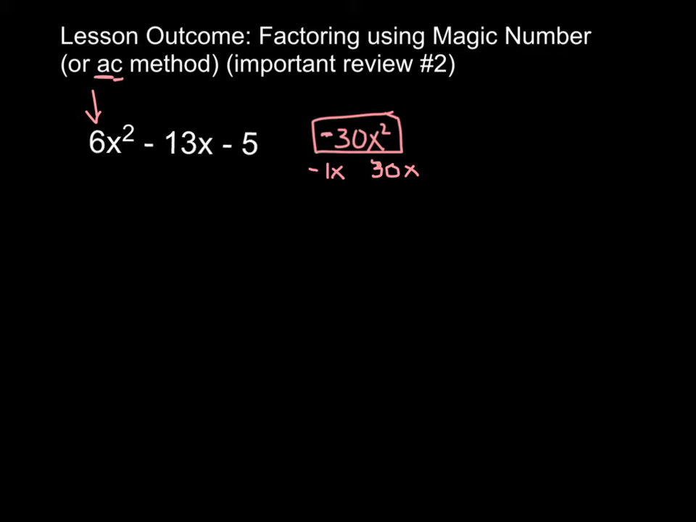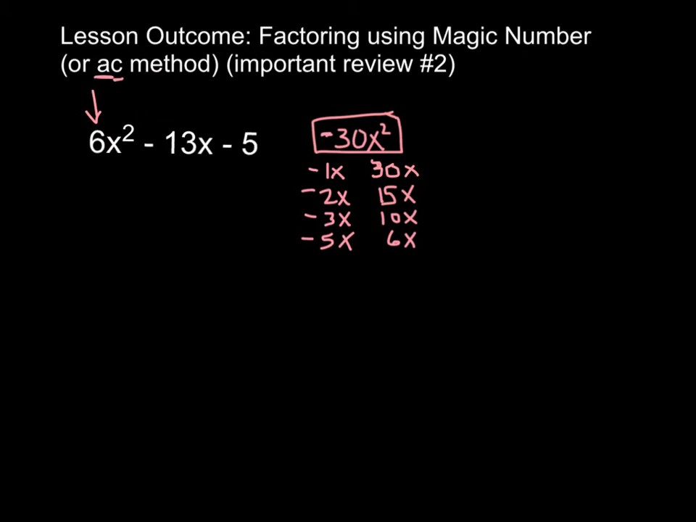Now we'll go through and list all of our factors. So we have 2 times 15, but one of them has to be negative, and we'll include the x. 3 times 10 is 30, but one of them has to be negative, and we'll include the x. 5 times 6 is 30, one of them needs to be negative, and we'll include our x.